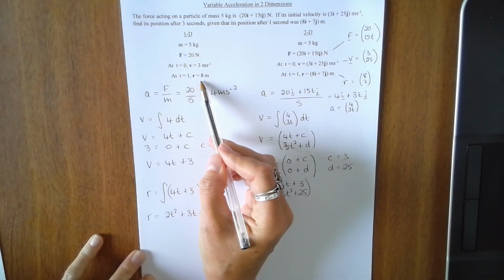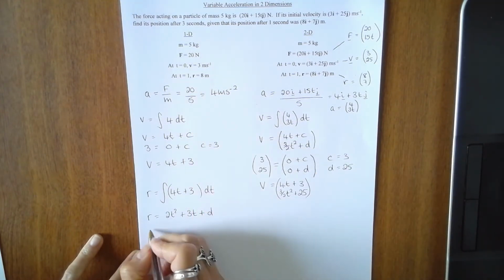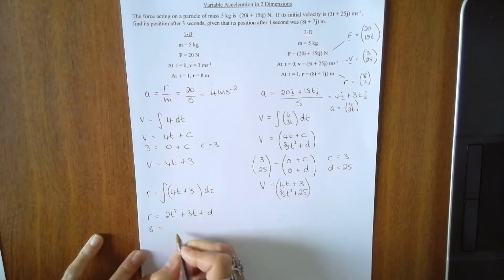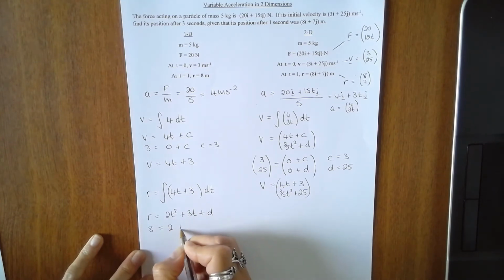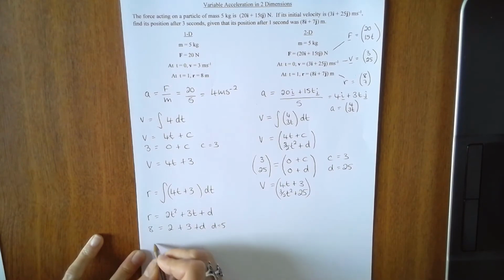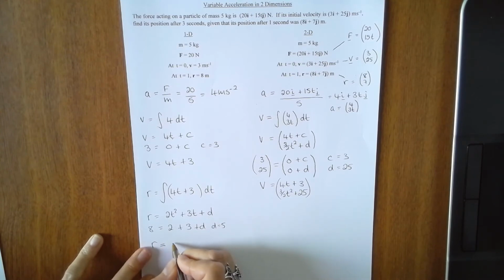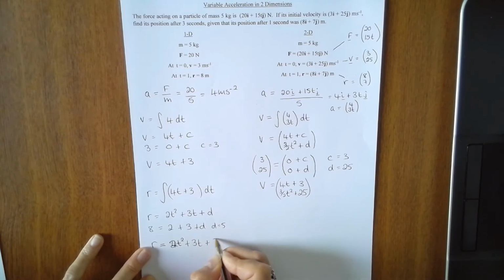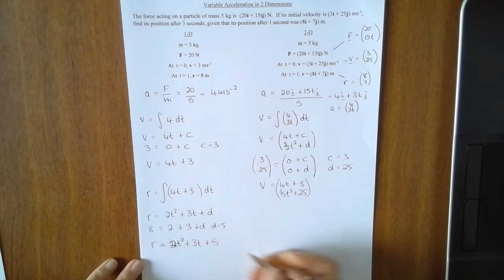At t equals 1, r equals 8. So 8 equals 2 times 1 squared, which is 2, plus 3 times 1, which is 3, plus d, and that means d equals 5. So our equation for the position will be r equals 2t squared plus 3t plus 5.